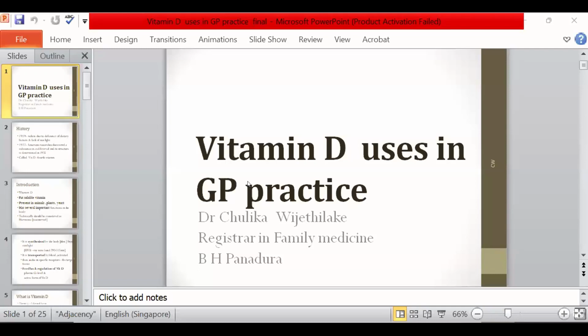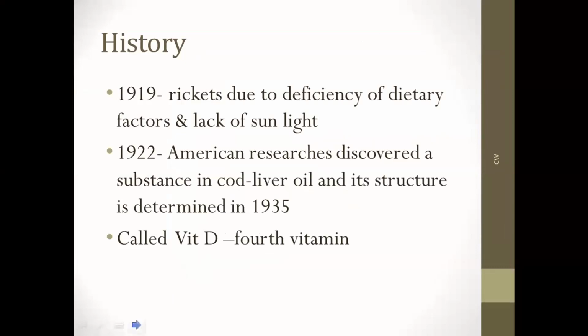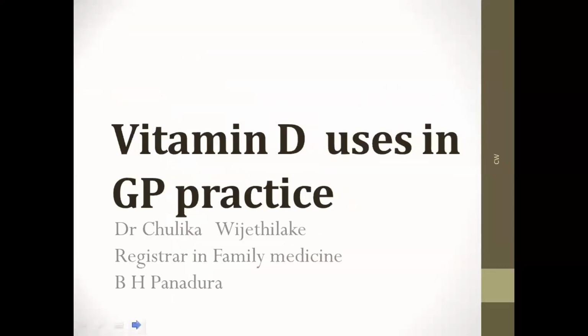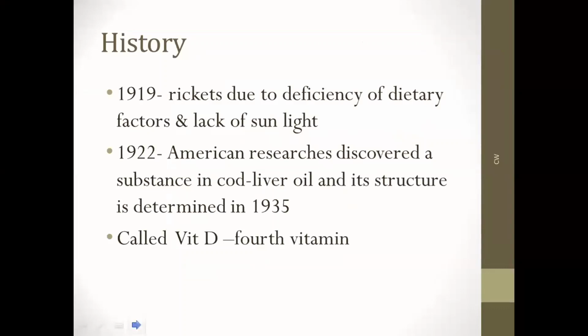I'm going to talk to you about vitamin D uses in GP practice. A little bit about the history of vitamin D. In 1919, they found out that rickets is due to deficiency of dietary factors and lack of sunlight. In 1922, American researchers discovered the substance in cod liver oil and its structure was determined in 1935. It was called vitamin D, the fourth vitamin.